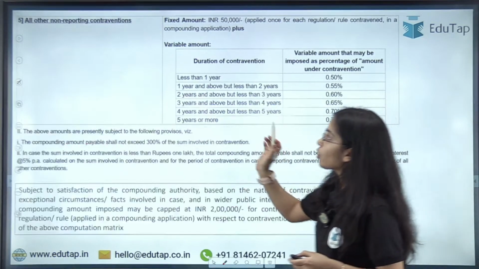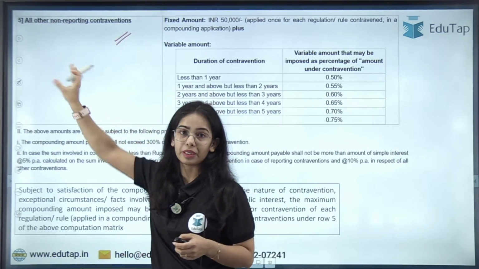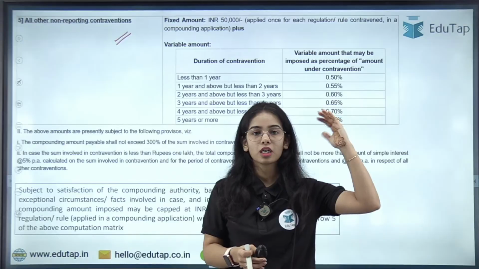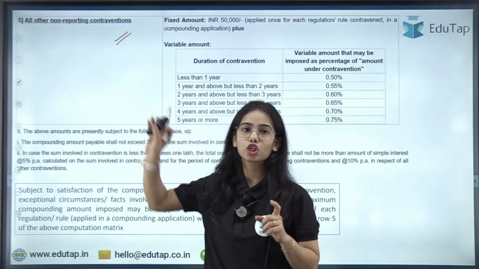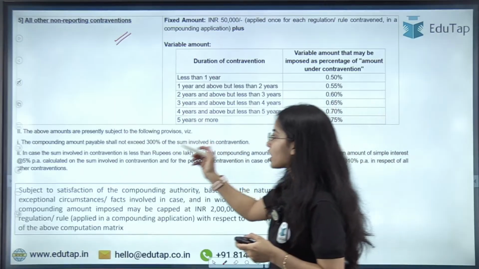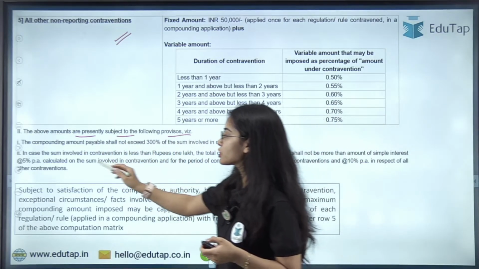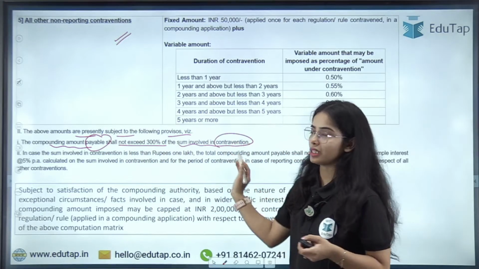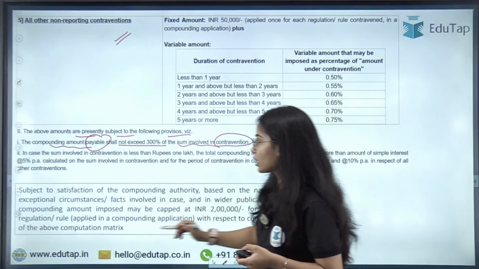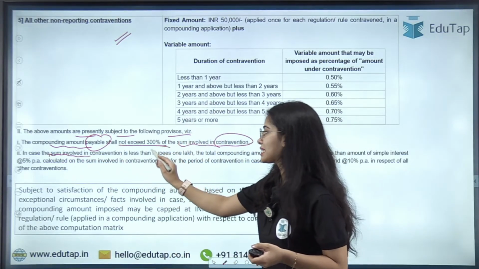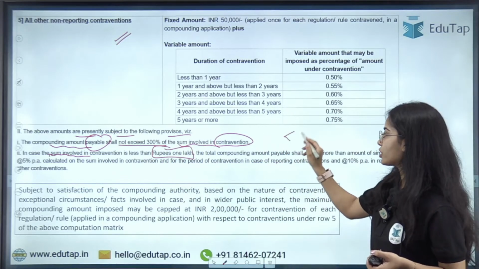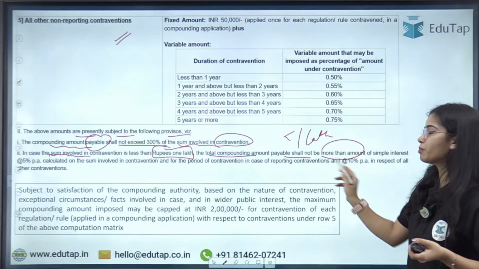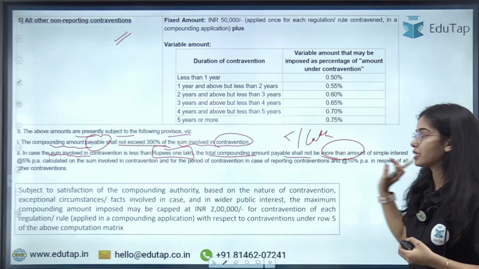okay, the next is all other non-reporting contraventions that are happening. Any other non-reporting contravention that is not laid down in the first 4 categories is a non-reporting contravention. Okay, so the above amounts are presently subject to the following provisions. First of all, the compounding amount payable shall not exceed 300% of the sum involved in the contravention. So this is the idea. Now in case the sum involved in the contravention is less than 1 lakh rupees, the total compounding amount payable shall not be more than the amount of simple interest at 10%.